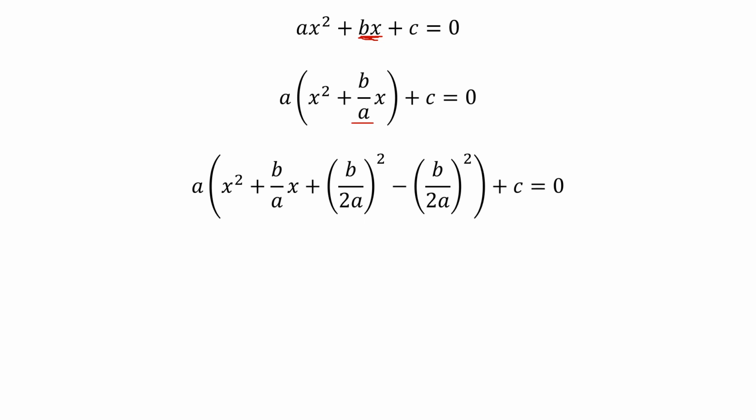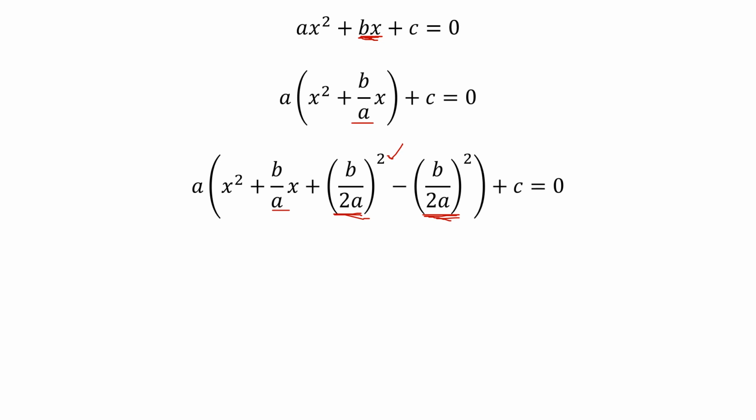I have added half the coefficient of x. The coefficient of x here is b over a, so I am adding half of b over a, and that's (half of b over a) squared. This is a new term, the whole of this one is a new term. So to maintain the equal sign here, I have to remove that new term. So I am now subtracting the same new term. So I have added nothing, because I have added this one and now I am subtracting it. So I have added 0, in other words.